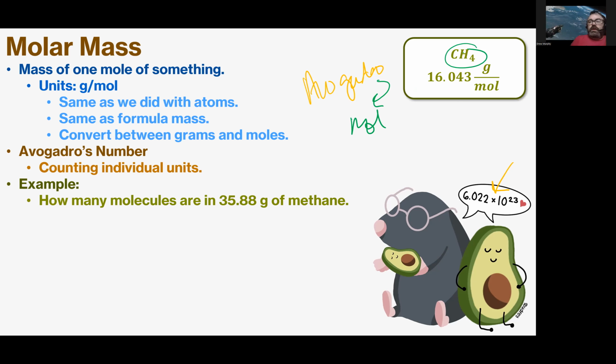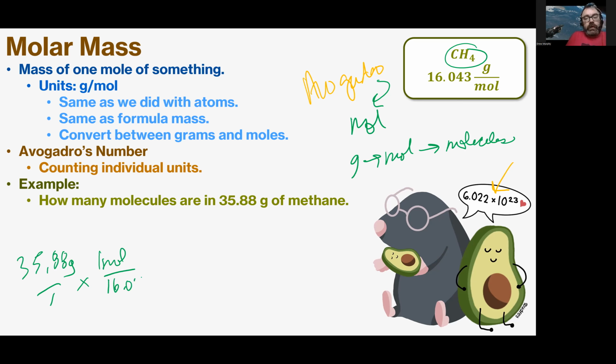We have grams. We're looking for numbers of molecules, so we're going to have to go grams to moles to molecules. So we're going to have an extra step in here than we did before. All right, so 35.88 grams. We know 1 mole of methane is going to give us 16.043 grams. And we know Avogadro says 1 mole is 6.022 times 10 to the 23rd. And it can be anything. That's why there's no unit out here. So we're going to say this is molecules.